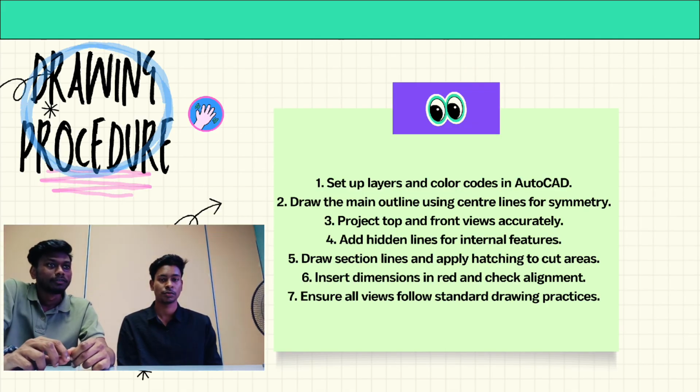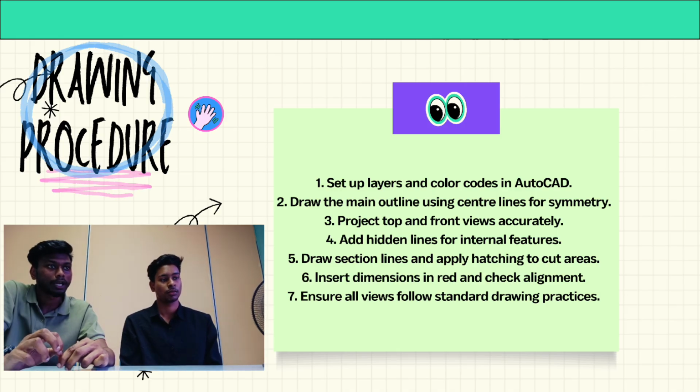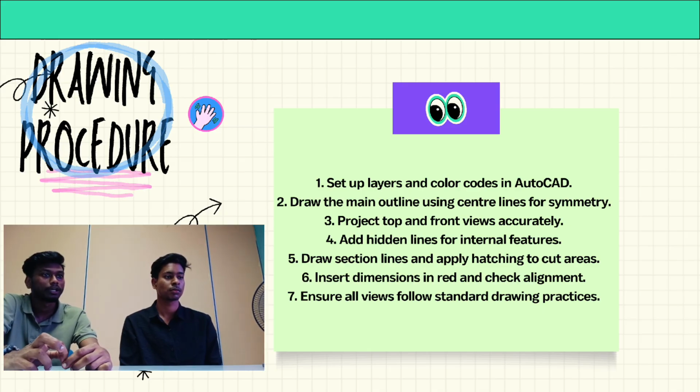Drawing procedure. Firstly, set up layers and color codes in AutoCAD. Second, draw the main outline using center line for symmetry. Third, project top and front views accurately. Fourth, add hidden lines for internal features. Fifth, draw a section line and apply hatching to cut areas. Sixth, insert dimensions in red and check alignment. Lastly, ensure all views follow standard drawing practices.